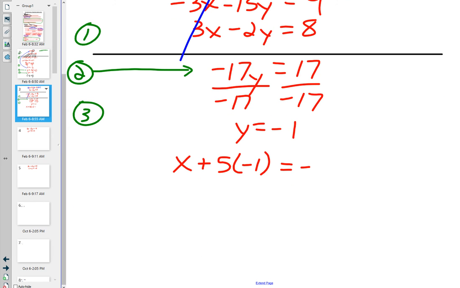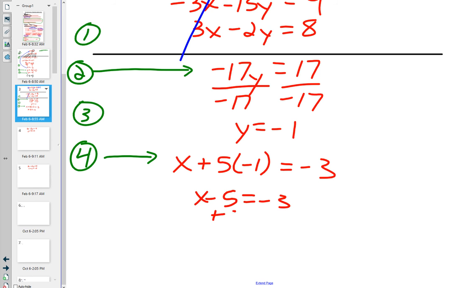equals negative 3. Every time you substitute, what happens? Well, this is a way to check yourself. Every time you plug something in, you should only see one variable. How many variables do we see here? Also one. If you see an x and a y, you did something wrong. You didn't substitute correctly. So that was what I call step 4. Finally, step 5 is when you solve for x: you get x minus 5 equals negative 3 plus 5, and x equals 2.